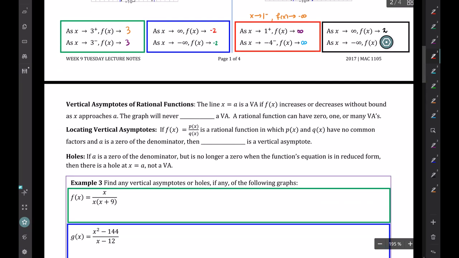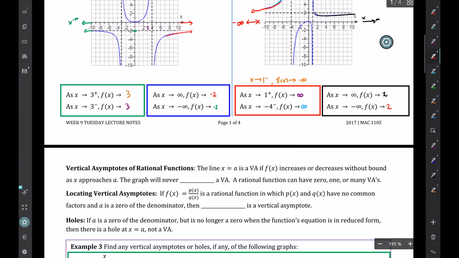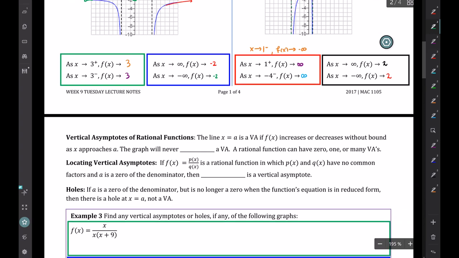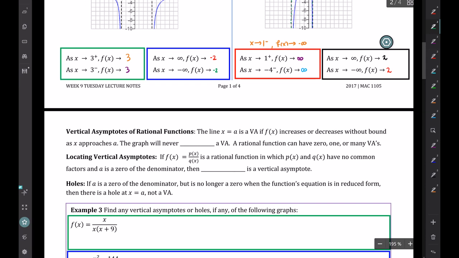This next little blurb is reporting the behavior that we just saw. So these vertical lines here are called vertical asymptotes. And those are the places where the graph grows indefinitely, either positively or negatively. So let me read that. The vertical asymptotes of rational functions. The line x equals a is a vertical asymptote if f of x increases or decreases without bound.